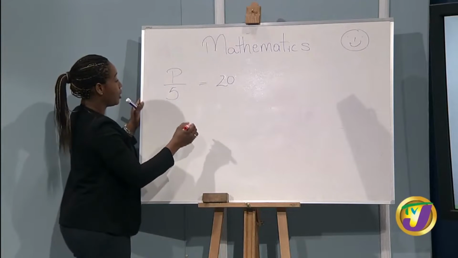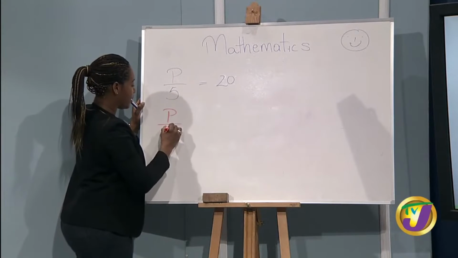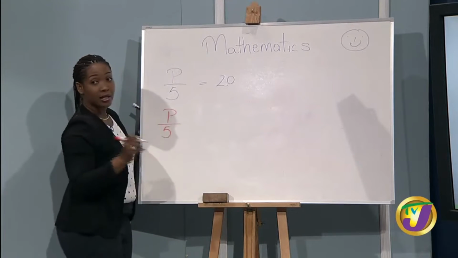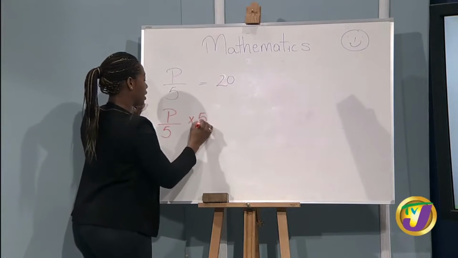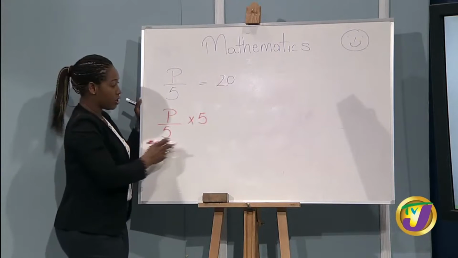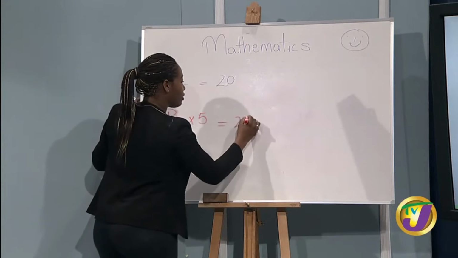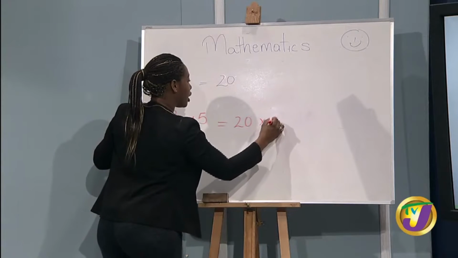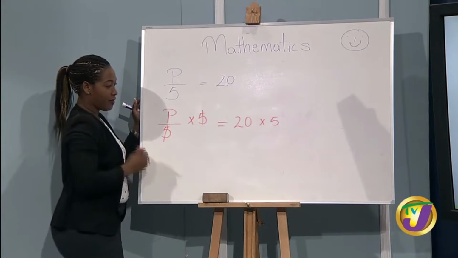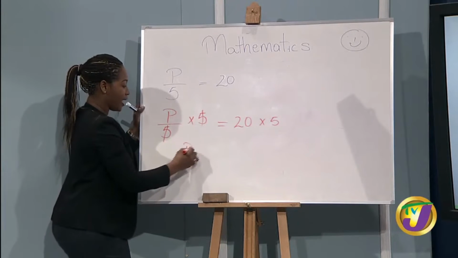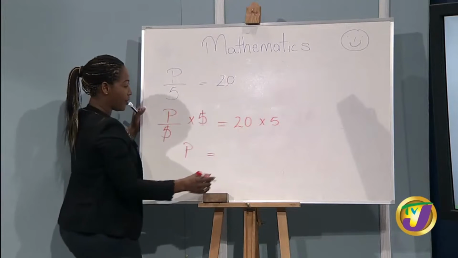Let's work this out. So we have P. What is happening to the P over here? It's being divided by 5. What is the opposite of division? Correct. The opposite of division is multiplication. So I'm going to undo what was done to it. I'm going to multiply by 5, and I must carry out the same operation on both sides. 5 divided by 5 gives me 1. So I end up with P only. And 20 multiplied by 5 gives me 100.